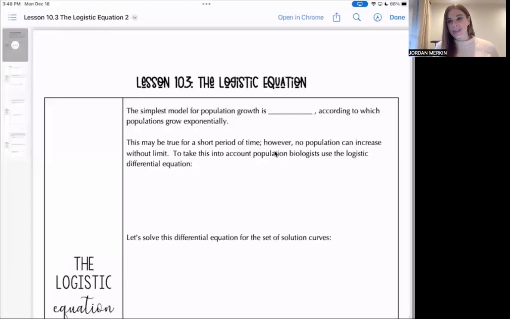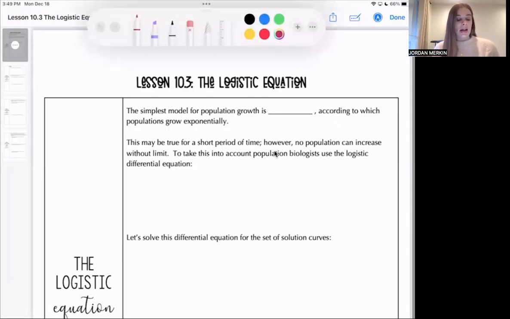Hi everyone, I'm Mrs. Fitzpatrick, and today we're going to be talking about the logistic equation, specifically looking at cases that are modeling real world situations that involve maybe a carrying capacity. And we're going to use our knowledge of differential equations that we learned in 10.1 and 10.2 to do these more application focused problems.